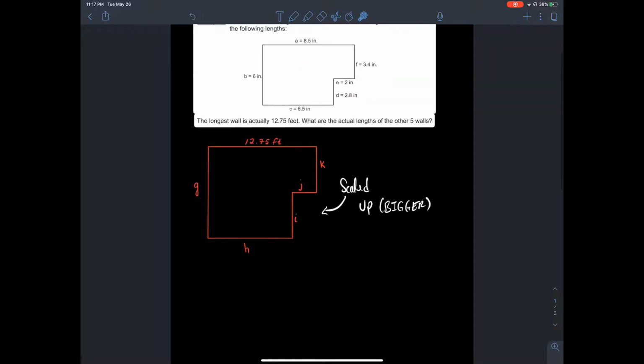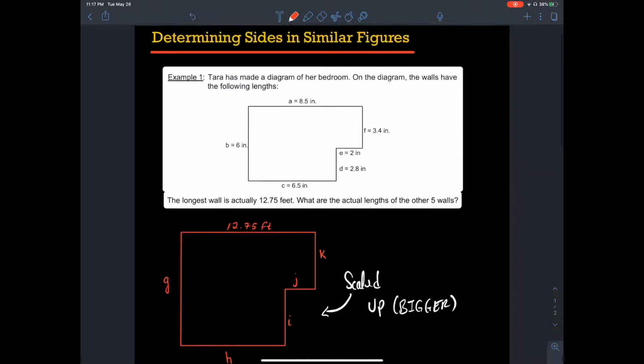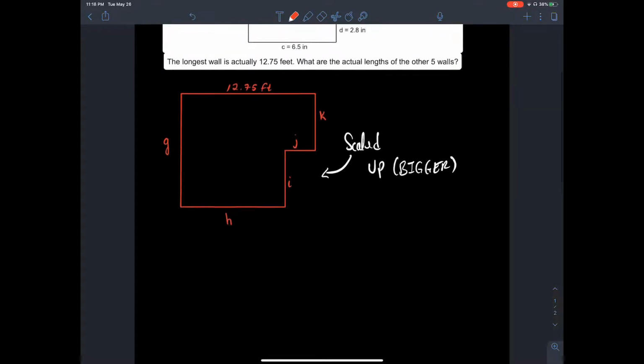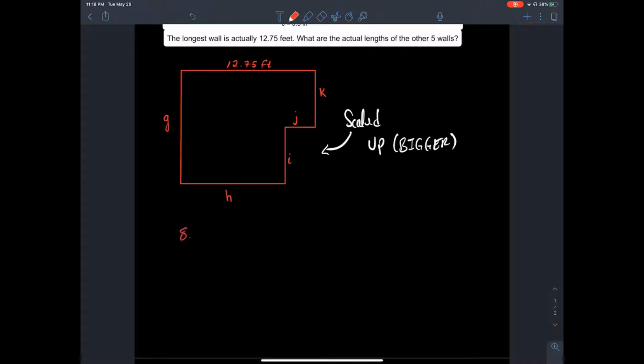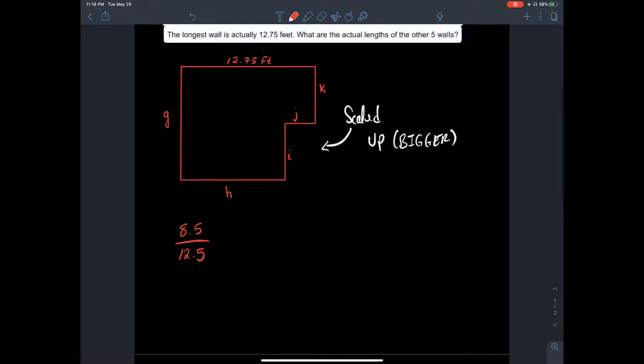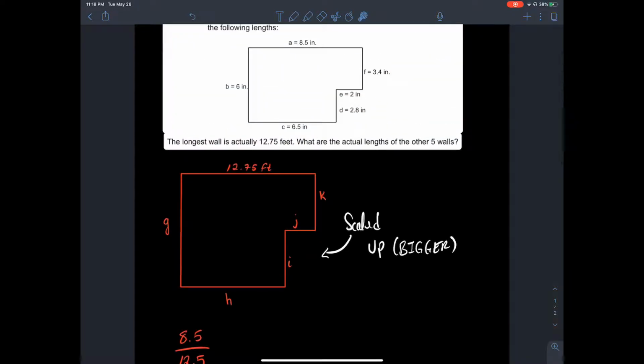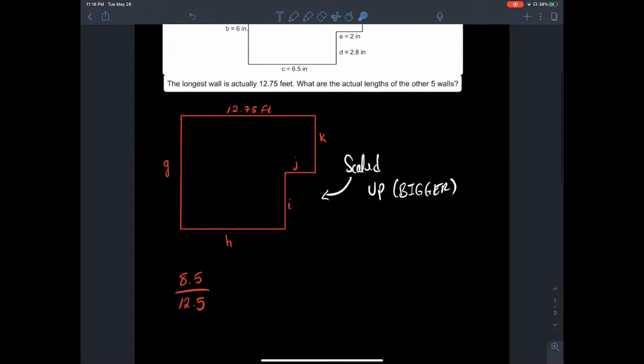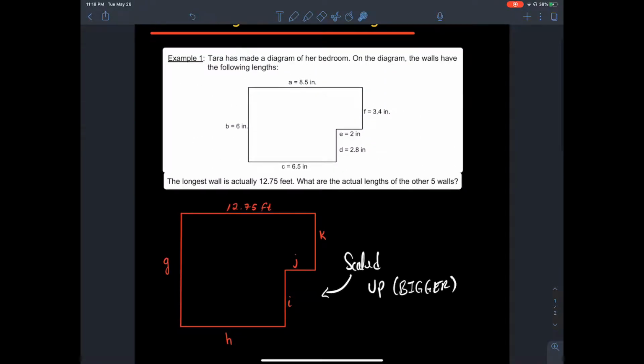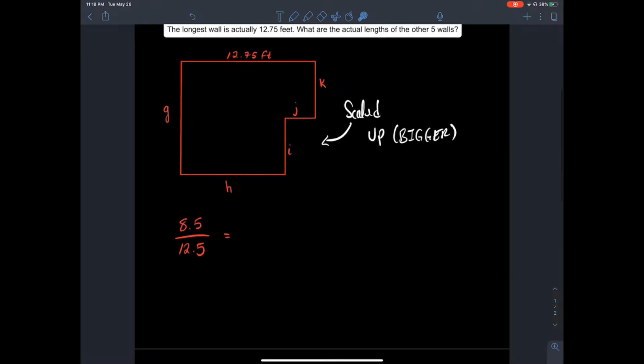So let's set up that ratio right now. We're going to set up our initial ratio of 8.5 to 12.75. Since we know this is a similar figure, this ratio has to be equal to another ratio. So what can we make another ratio with? Let's figure out the length of G. We know the length of G is related to the length of B, since they're the same side, so it has to be related to 6 in some way. We know how it's related to 6 because we know the ratio of one of the walls.